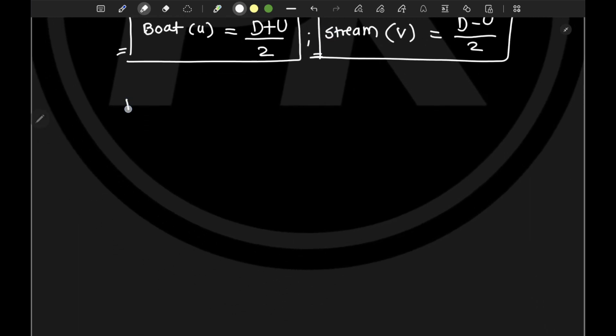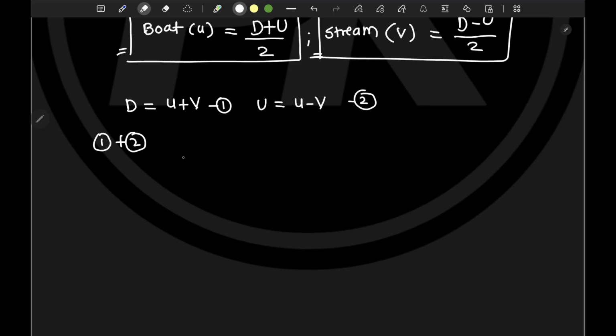Now I'll write them down side by side. So D is equal to u plus v. In downstream, the speed of the boat or the speed of the man will be higher, and in upstream there will be u minus v. Now just try to add this equation 1 and equation 2. So just do 1 plus 2.